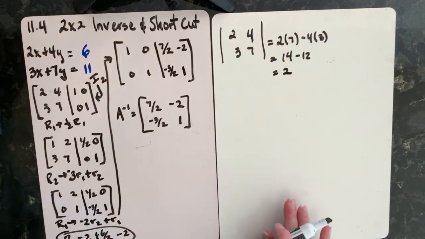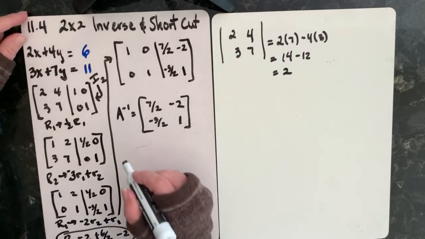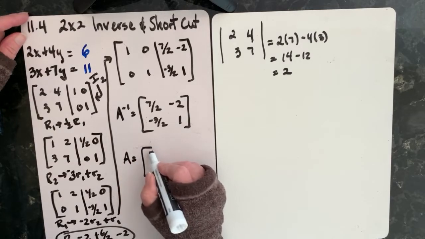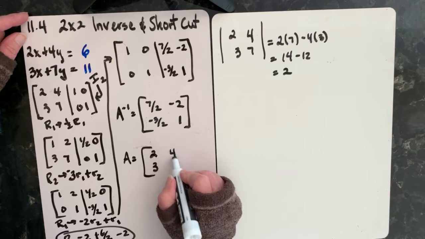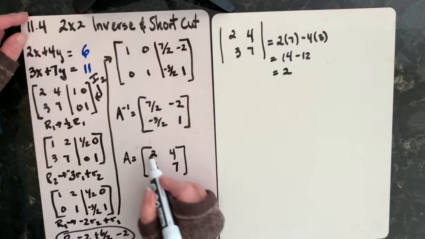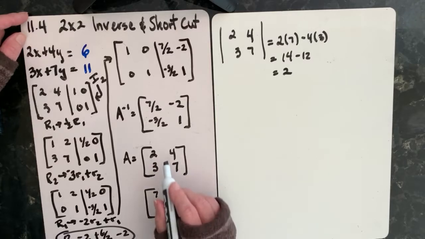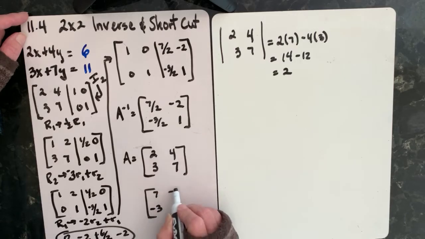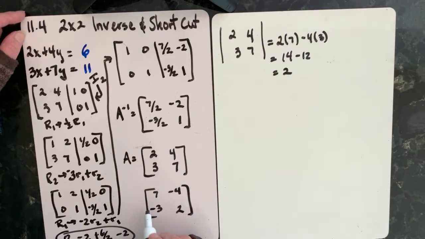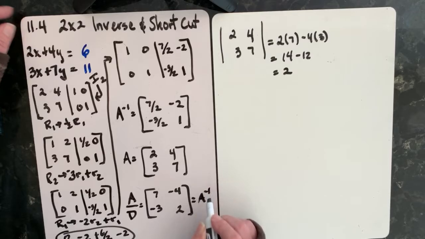So what you're going to do is you're going to change 2 signs, and you're going to switch 2 spots. All right, so let's take our original A matrix. We have 2, 4, 3, 7. Okay, so these two are going to switch spots, 7 and 2. These two are going to change signs. So I'm going to have -3, -4. Then what you're going to do is you're going to divide by the determinant. Okay, so this will end up being your inverse matrix as a shortcut.